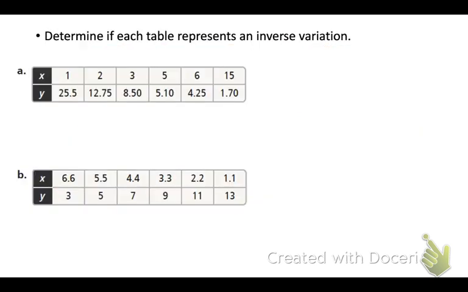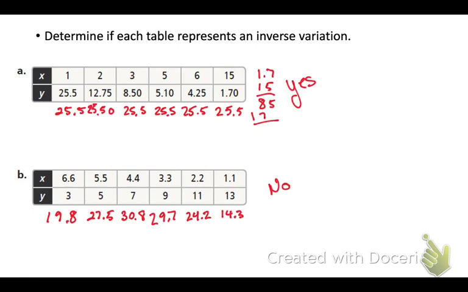Determine whether each table represents an inverse variation. So on your own, yes or no? Do I have to write it out? It's up to you. You could just write your products on your paper if you want. You have 2 examples written out. I would write your work on there, but I don't know if I'd write the whole thing. You should get yes on the top one, 25.5, and then you should get a no on the bottom.